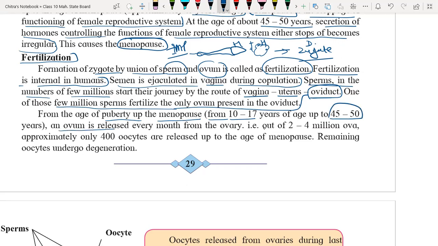the ovum is released every month from the ovary. So out of 2 to 4 million egg cells, approximately only 400 oocytes are released. Only 400 out of 2 to 4 million are released up to the age of menopause. The remaining oocytes undergo degeneration. Any doubt till here in fertilization?